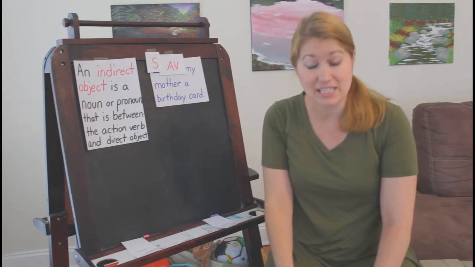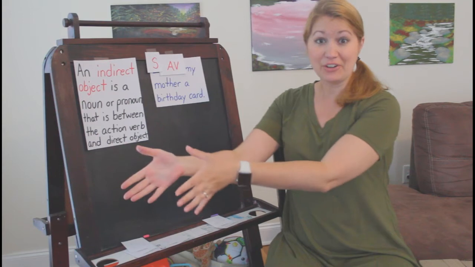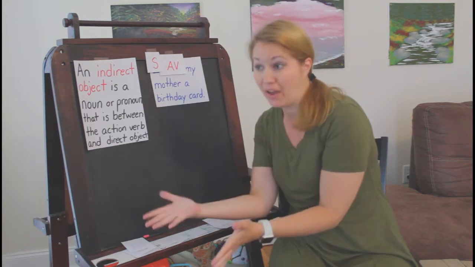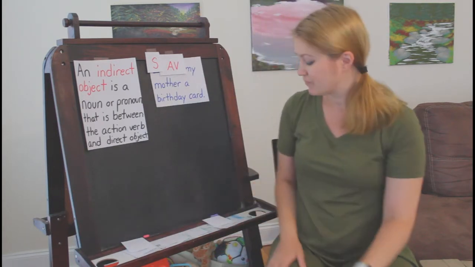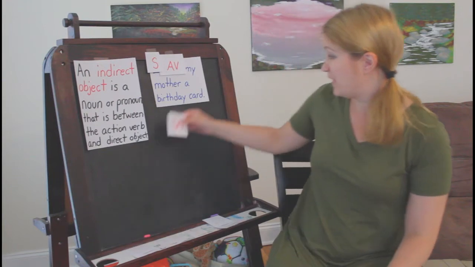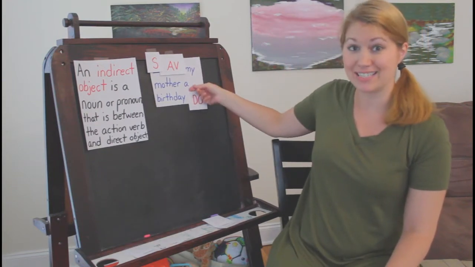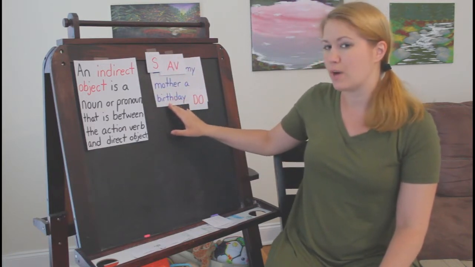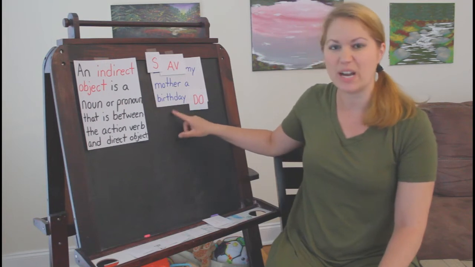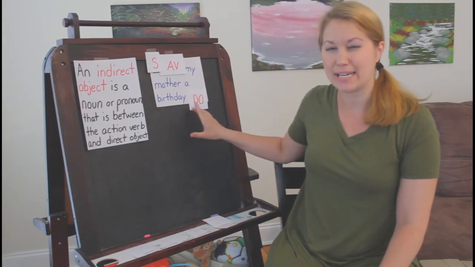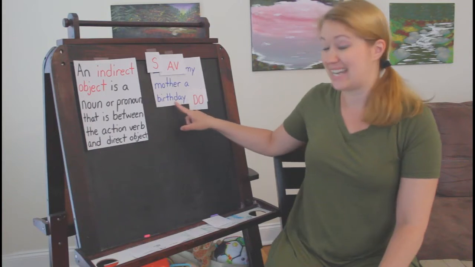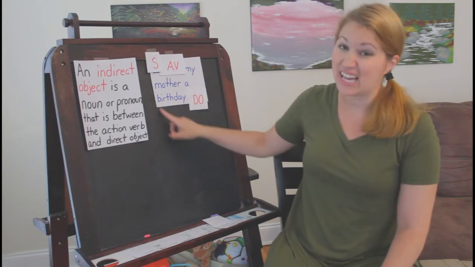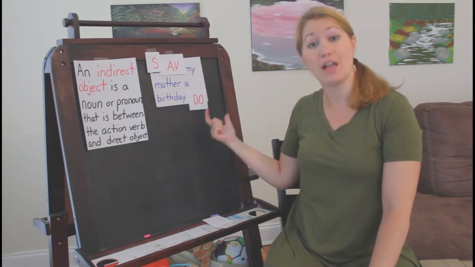Now, what did I send? Did I send my mother? No. What did I send? I sent a card. So the card is going to be our direct object. Birthday is describing card. That is a describing word for a noun. What do we call describing words for nouns? Modifying nouns. That's an adjective. So birthday is actually just an adjective there saying what kind of card.